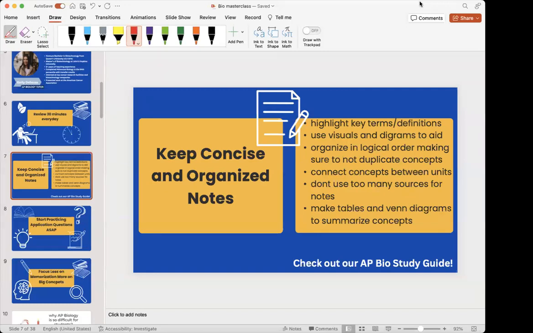So there are certain examples that they use on maybe Khan Academy that you don't need to know for the AP exam. So you're just wasting time writing it down and memorizing it if it's not going to be anything that you could be quizzed on.